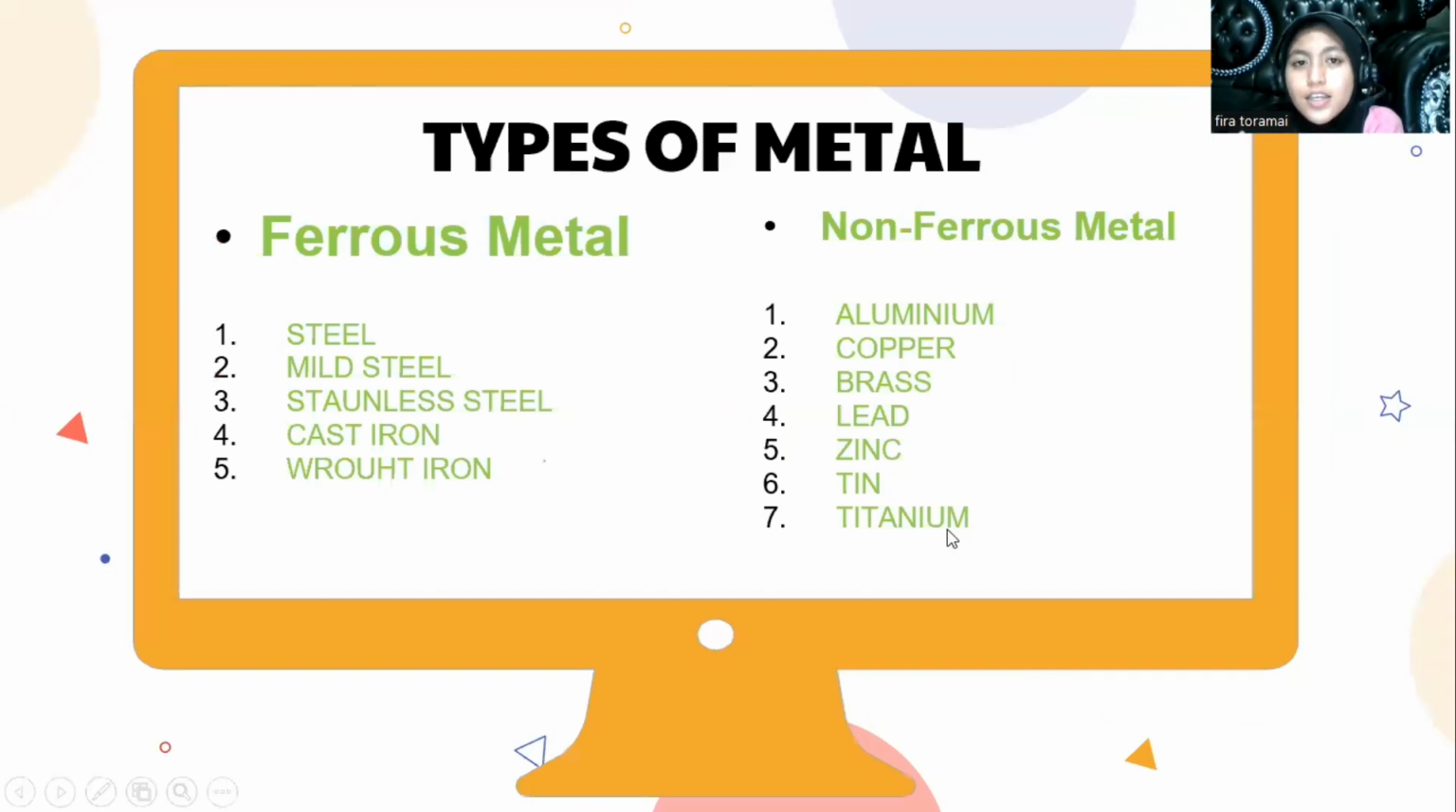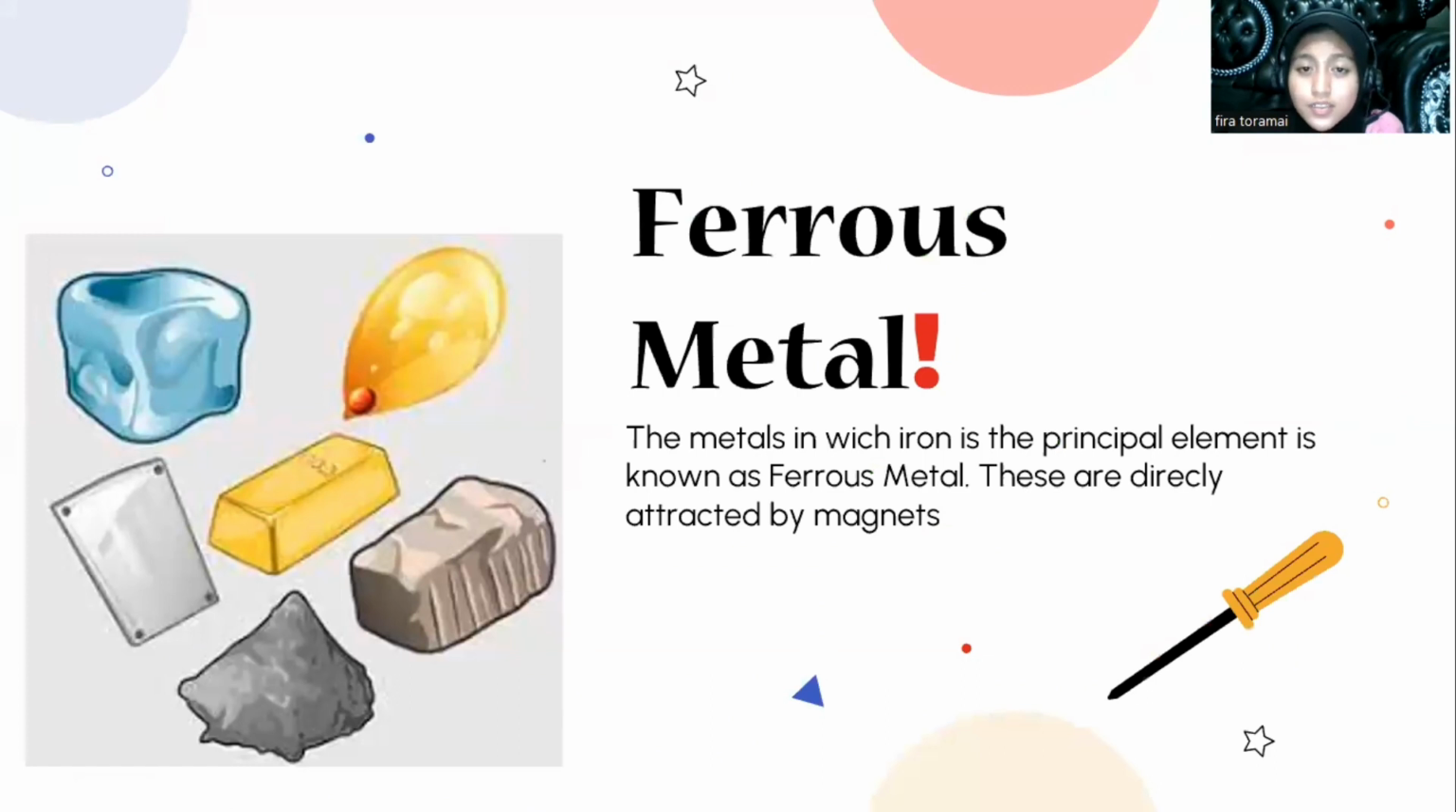Okay, so you can see this. There is ferrous metal and non-ferrous metal. If you see this, there is steel, mild steel, stainless steel, cast iron, and wrought iron. And non-ferrous metal has aluminum, copper, brass, lead, zinc, tin, and titanium. Okay, so I'm going to tell you first about ferrous metal.